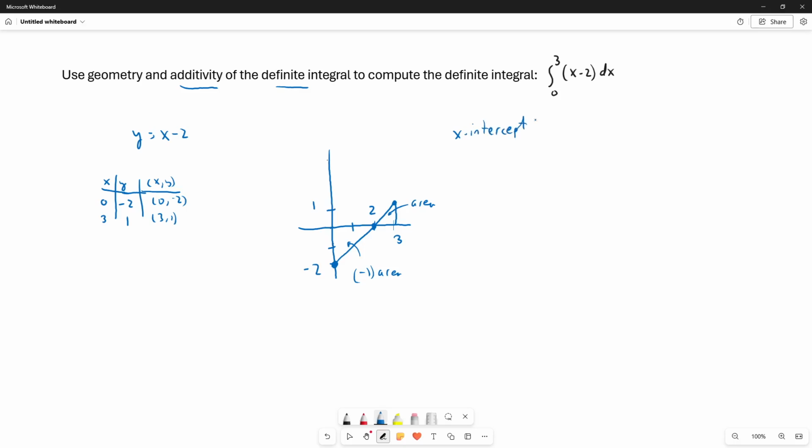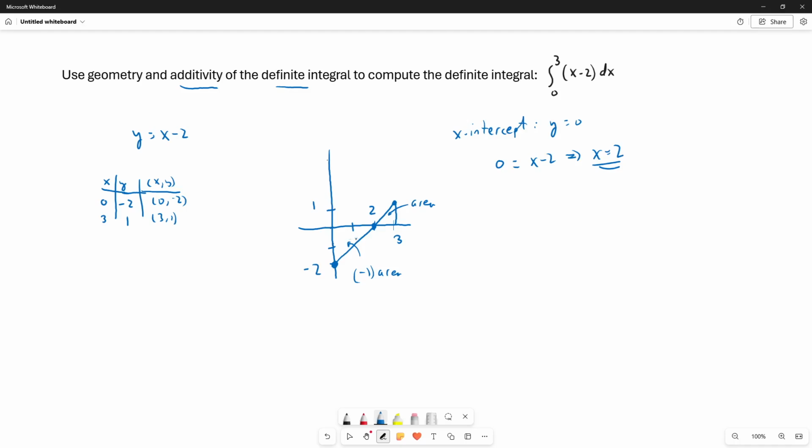Is it actually 2? The x-intercept means that the y-coordinate is 0. So if we come over here and we put 0 in for y, then we get 0 equals x minus 2. So yes, x equals 2 is where the line changes from being negative to positive. So now we can figure out the areas of each of these triangles.